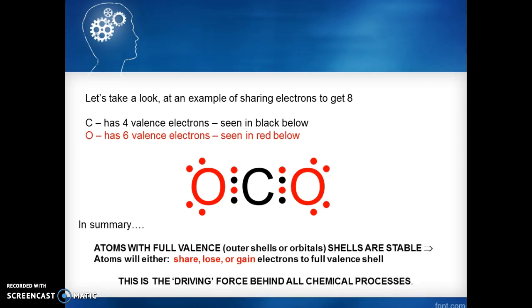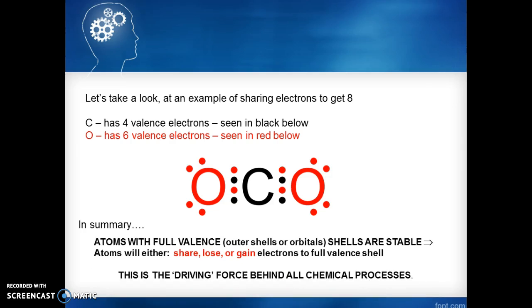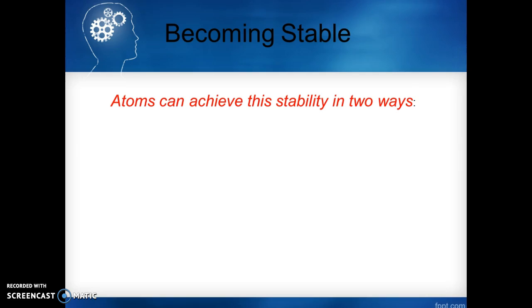So, in summary, atoms with full valence or outer shells or orbitals are stable. Now, to do this, atoms are going to do 3 possible things. They're going to share, like the example we saw here, or they're going to actually lose their electrons or gain an electron. And we'll look into that a bit more in the upcoming lessons.